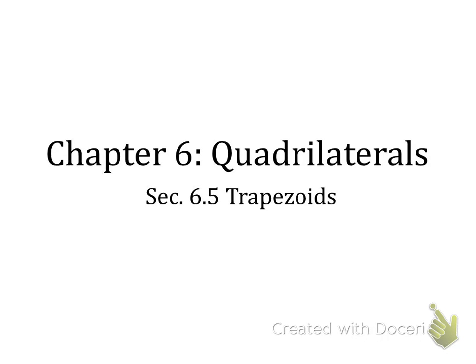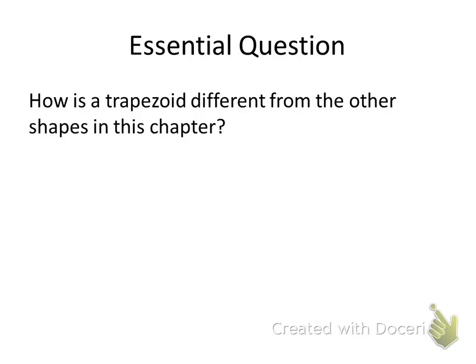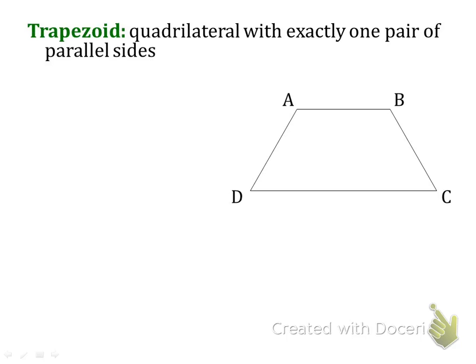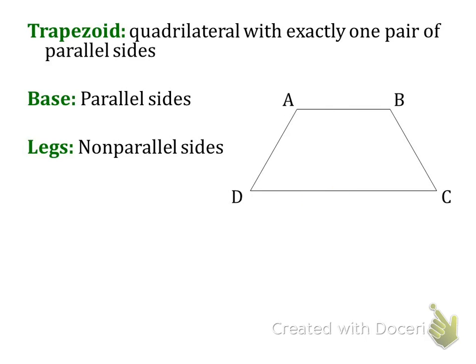All right, today's about trapezoids. So the essential question: how is a trapezoid different from the other shapes in this chapter? And the definition of a trapezoid is that it's a quadrilateral with exactly one pair of parallel sides. What I need you to add into your picture is the parallel sides. So be sure to add in those arrows on the bases, the parallel sides. So the legs are the non-parallel sides.